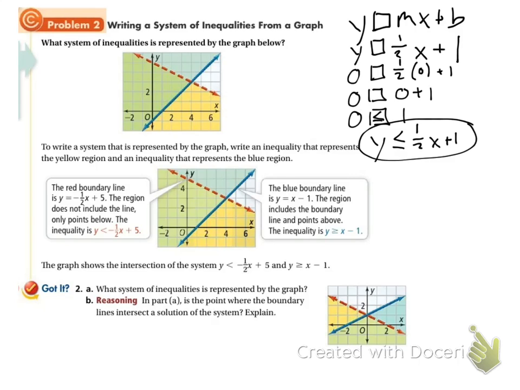Now I'm going to figure out my second one. So y, box, mx plus b. So my y-intercept for my red line is also at 1. My slope, I go up 1 and over 2. So this is a negative slope. So this is a negative 1/2. And again, I need to plug in a point. 0, 0 is also a solution, right? Because this is all the yellow stuff. So I'm going to plug in 0, 0.